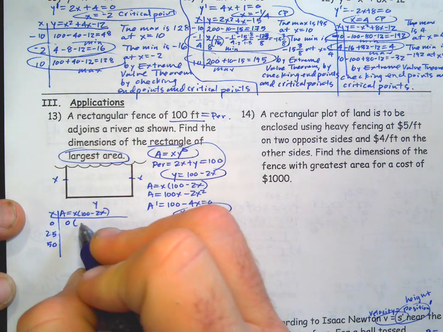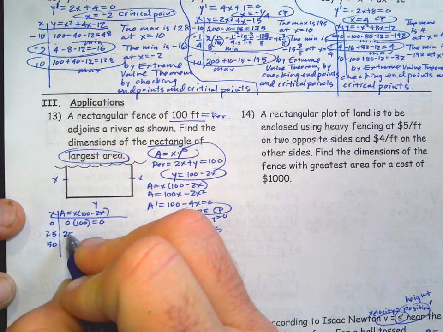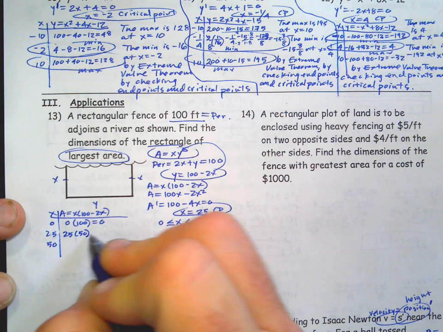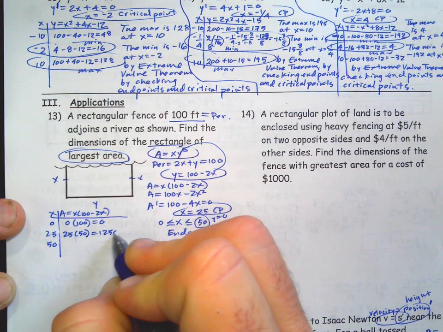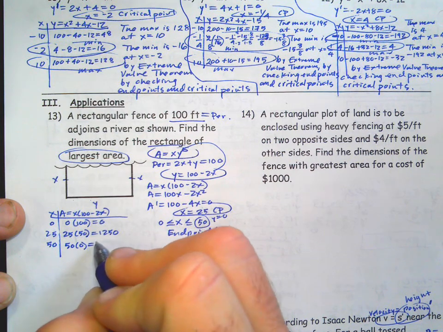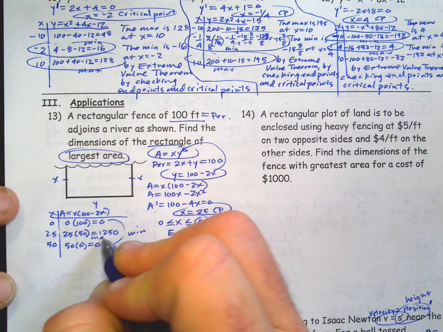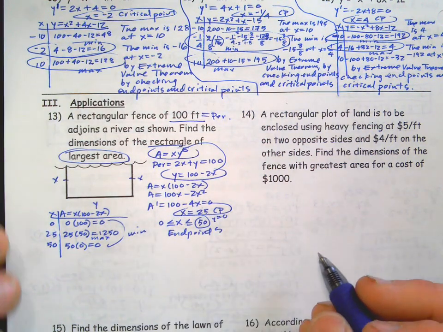So 0 times 100 is 0. 25 times 50 is 1,250. 50 times 0 is 0. So these are your min. There's actually a tie for the min, and this is your max. And we're trying to find the largest area. So now we're going to write our answer.